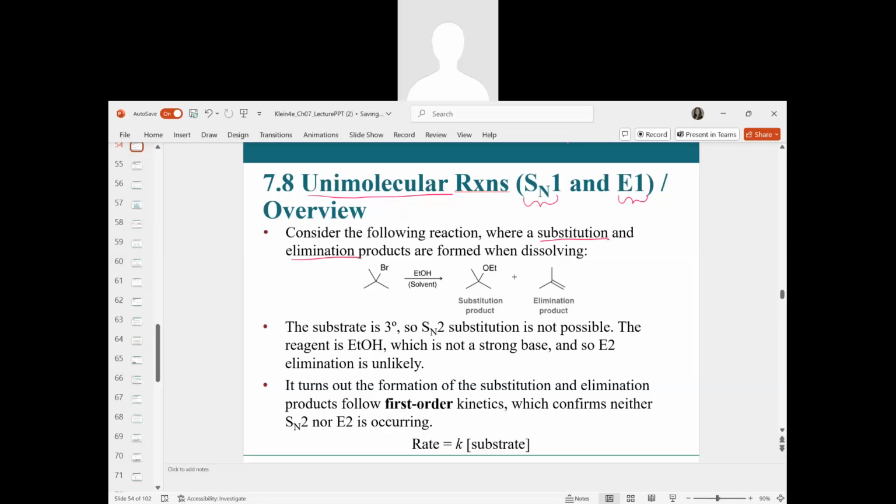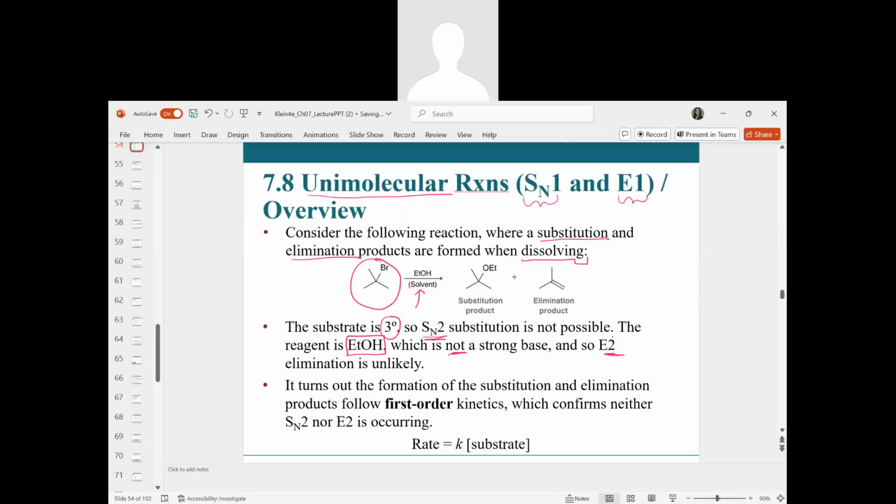product when we have this substrate in this solvent here. These products are formed, we're told, when the substrate dissolves. Our substrate is tertiary, so we know that an SN2 mechanism for substitution will not be possible. And our reagent, we're told here again, is ethanol, so this is not a strong base. So an E2 mechanism, or E2 elimination, we would say is unlikely.